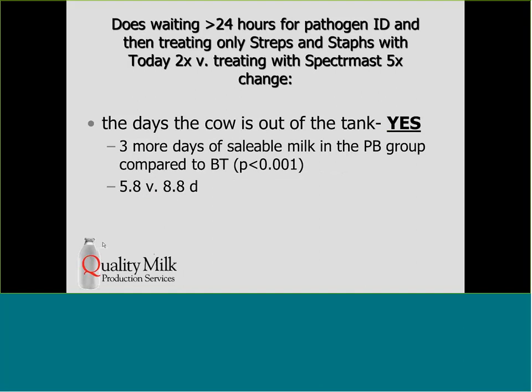So these are sort of boring results. Did anything change? One thing that did change is the number of days that the cow is out of the bulk tank. Turns out we had 3 more days of saleable milk in the pathogen-based group compared to the blanket therapy group. So days out of the tank, 5.8 in the Today group and 8.8 in the Spectramast group.